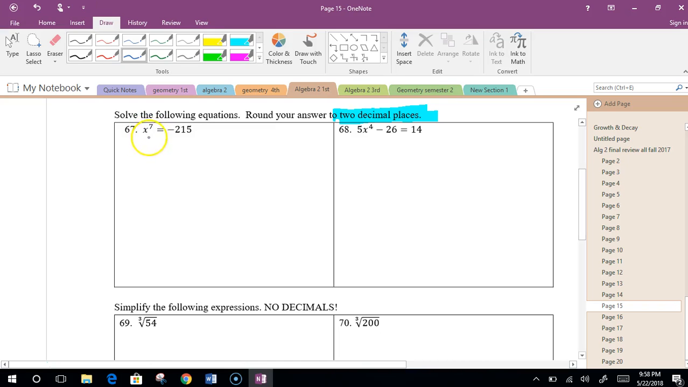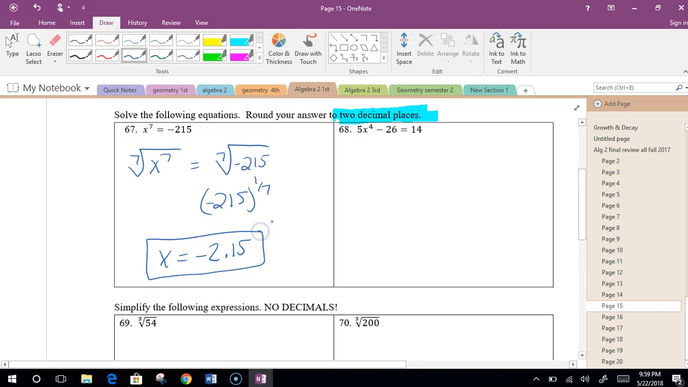The only way to get rid of a 7th power is to do the 7th root of a 7th power and the 7th root of a negative 215. And again, because I know we're not all working with the same calculators, this would also be the equivalent of negative 215 to the 1/7 power. Most of our calculators can handle doing that, and that's going to leave us an answer of x equals negative 2.15.